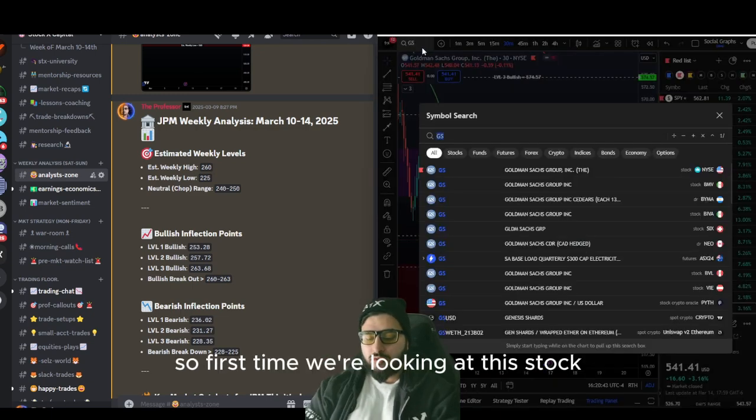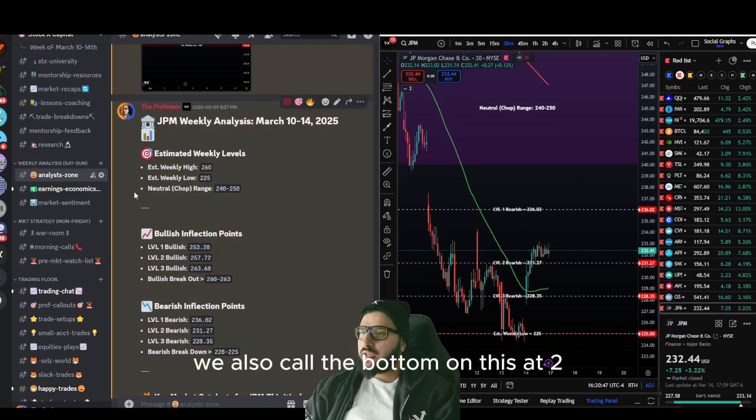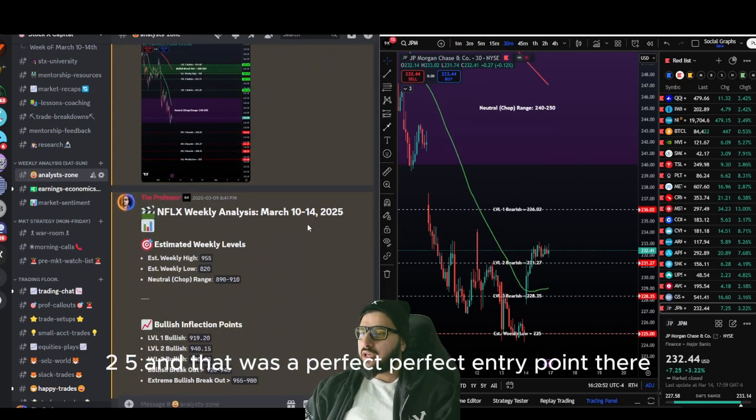JP Morgan here. So first time we were looking at this stock, a part of our thing. We also called the bottom on this at 225, and that was a perfect entry point there.